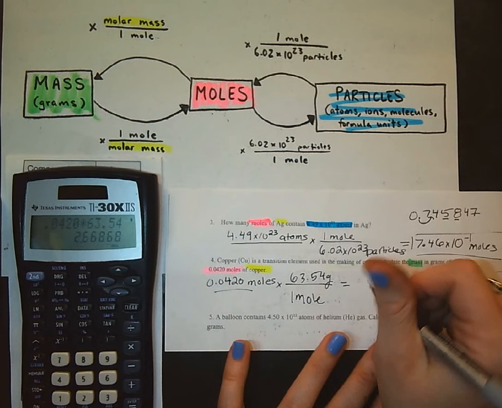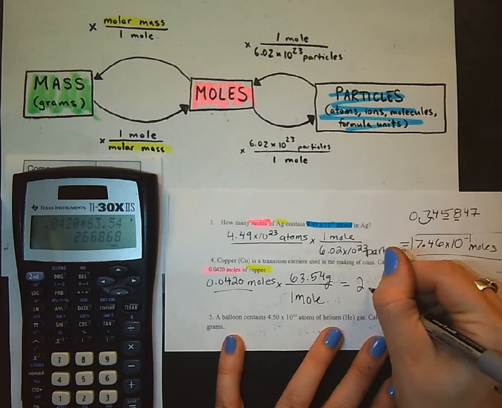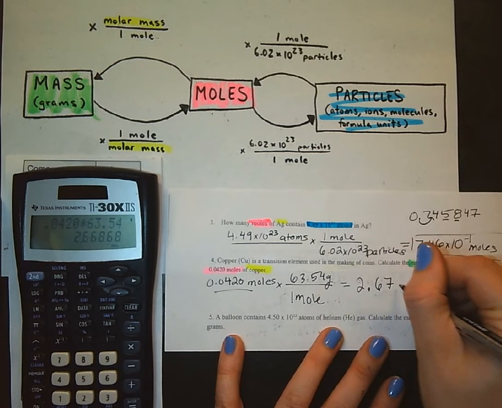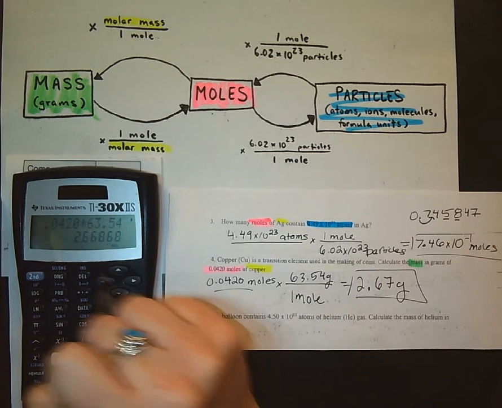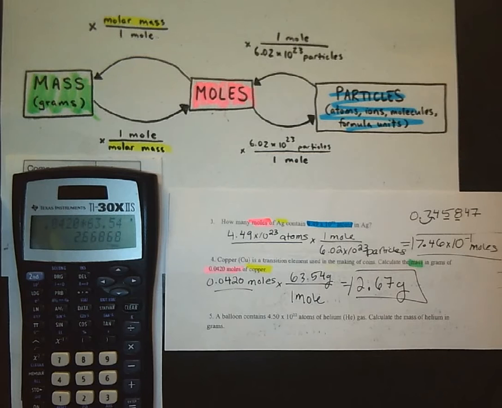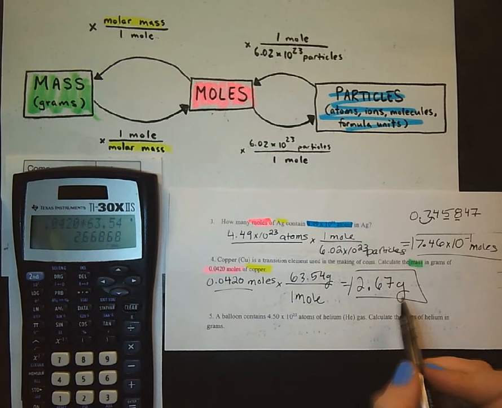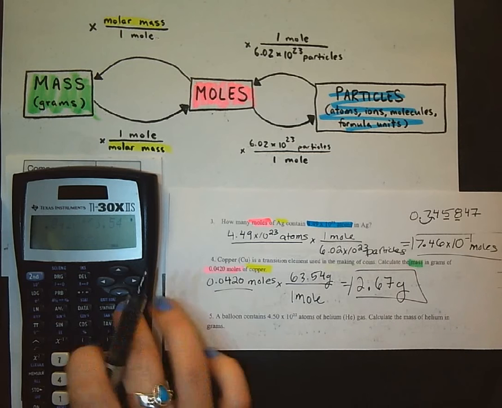Okay, so you're going to end up with 2.67 grams. And your number is between 1 and 10, so you don't have to change it into scientific notation. You just need to make sure that you round to 2 decimal places. And then you end up in grams based on what you highlighted in your problem.